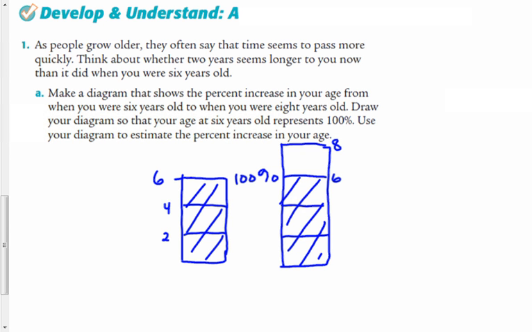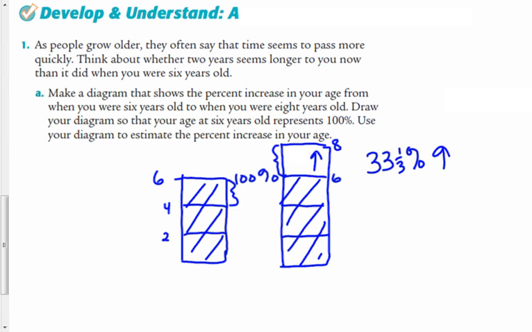Now we want to estimate the percent increase in your age. So what percent is this compared to my original 6? If I think about this portion right here, as part of this, that's how much I'm increasing by. And it's actually 1/3 of this 6 here, or 1/3 of this 100%, which is 1/3 of 100 is 33 1/3% increase. So when you turn 8, if you compare 8 to an age of 6, then it's a 33 1/3% increase from the age of 6.